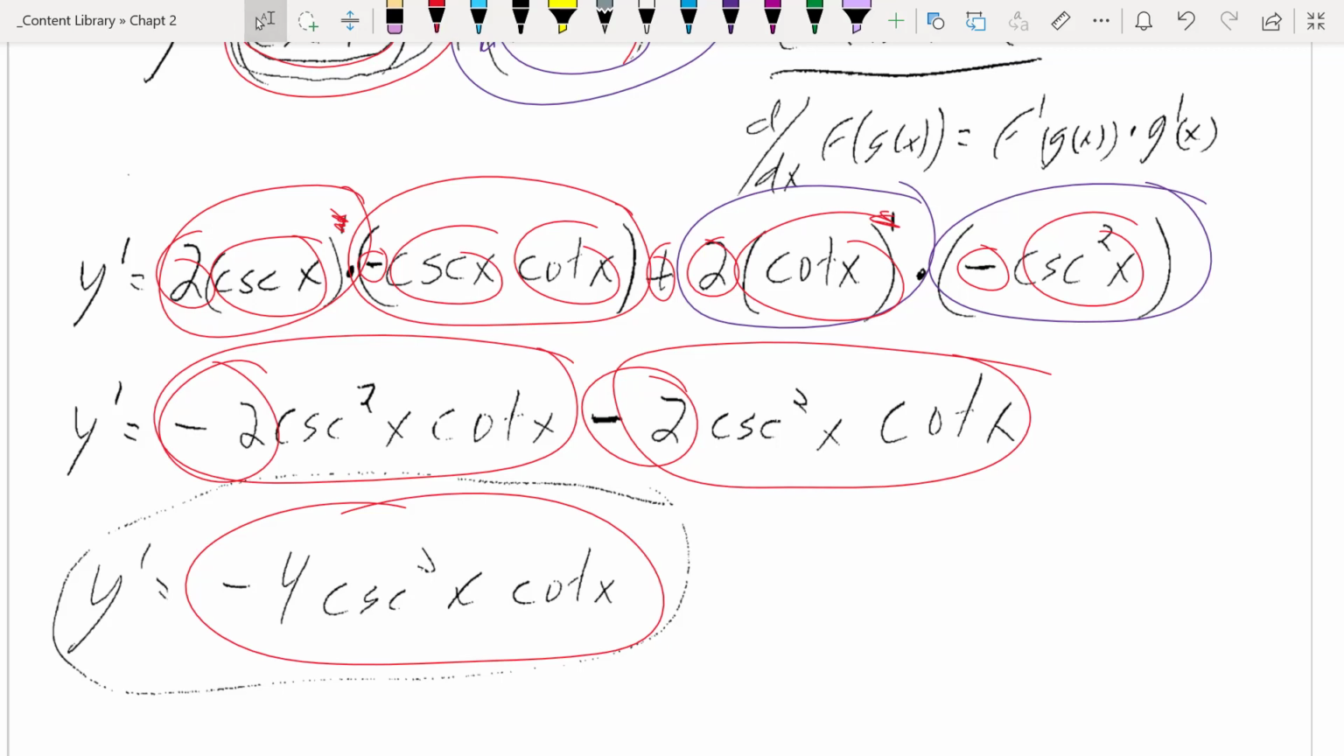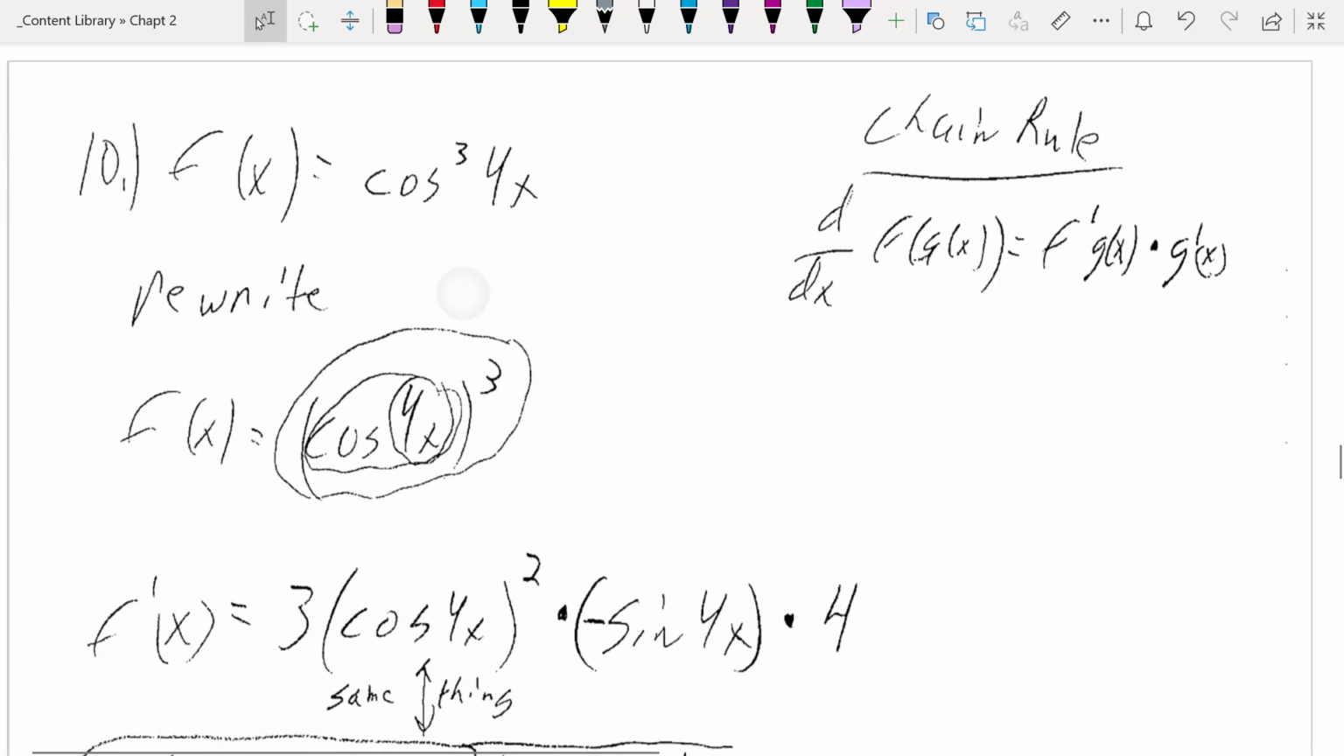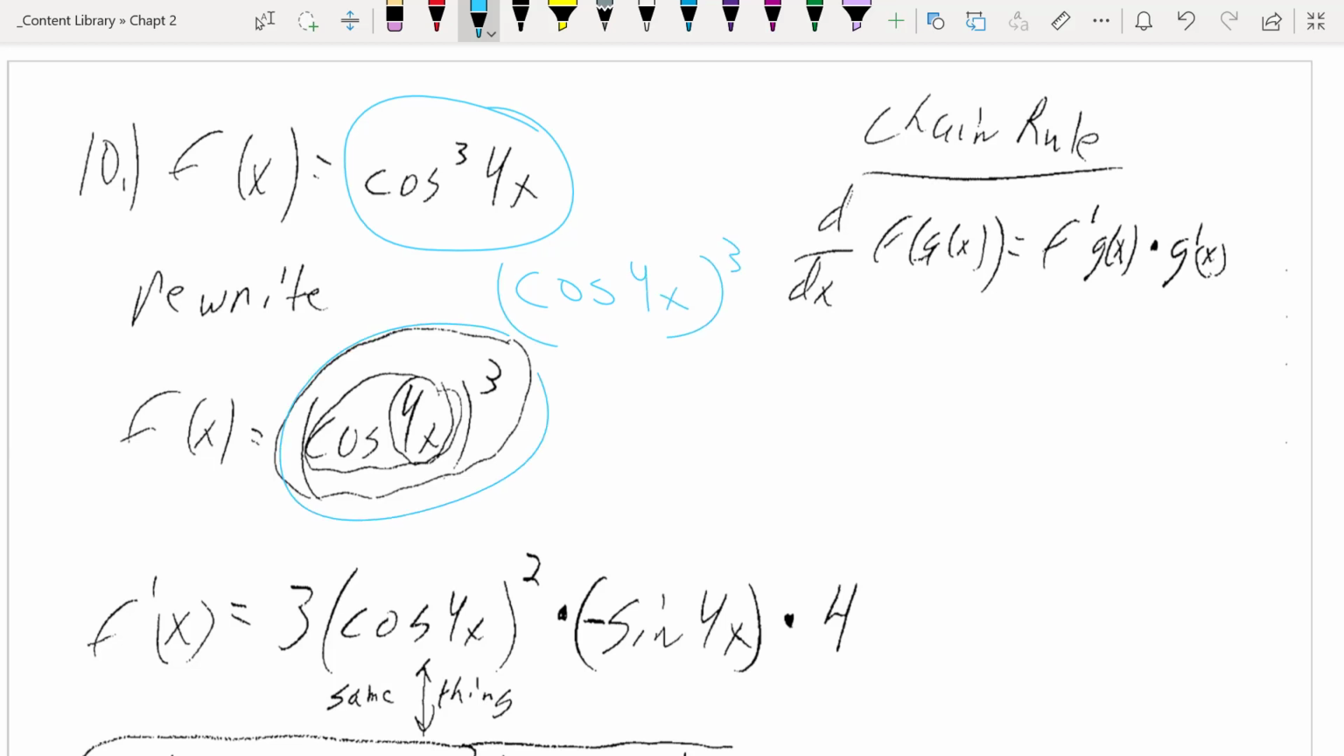On number 10, we've got the cosine cubed of 4x. So I'll rewrite this as cosine of 4x all to the third power. That's what I did right here. So I wrote that as the cosine of 4x all to the third power because that's what that means.